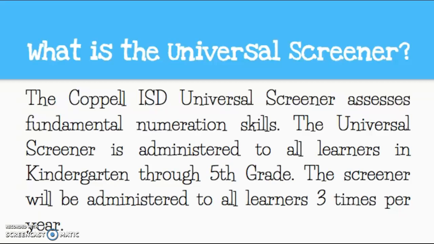But the Universal Screener is just the Coppola ISD assessment for math skills that's given across the district. So every learner, kindergarten through fifth grade in Coppola ISD, no matter what campus they're at, is given this screener 3 times a year: at the beginning of the year, and we went over that at fall conferences in October. Then they were given the screener again in the middle of the year in January, and then you should have the end of the year copy for your child that was given in the beginning of May.